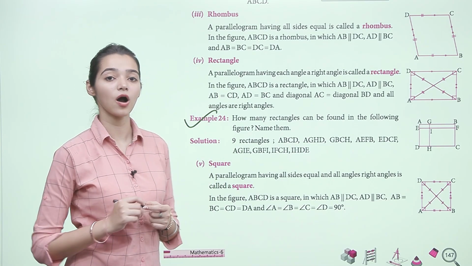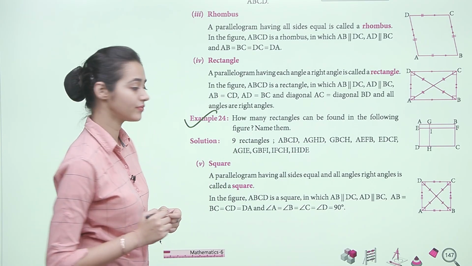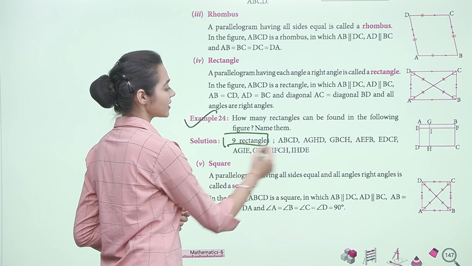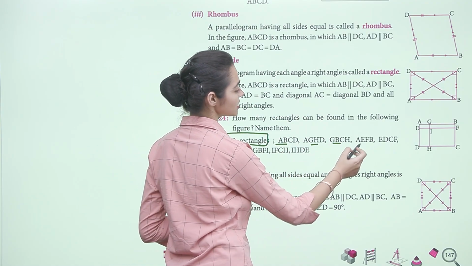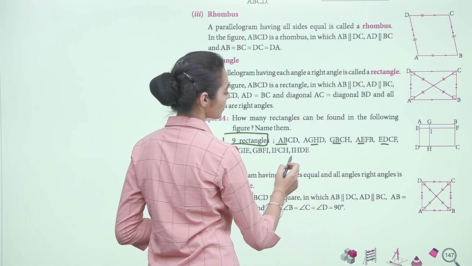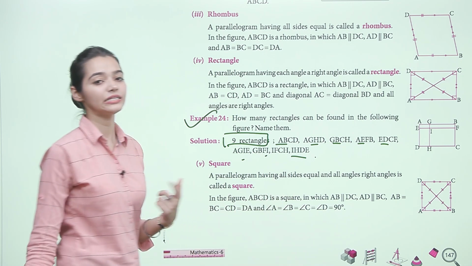Example number 24, how many rectangles can be found in the figure? We have to name them. So there are 9 rectangles, ABCD, AGHD, GBCH, AEFB and so on up to IHDE.